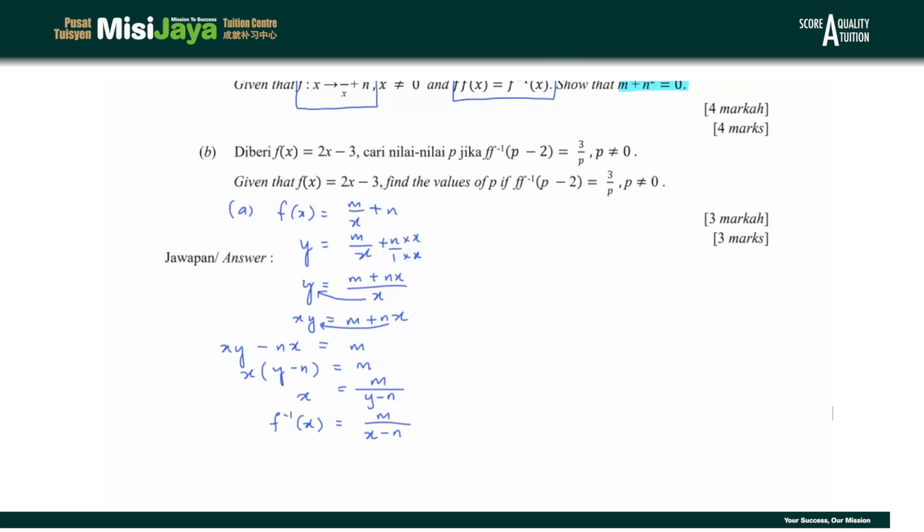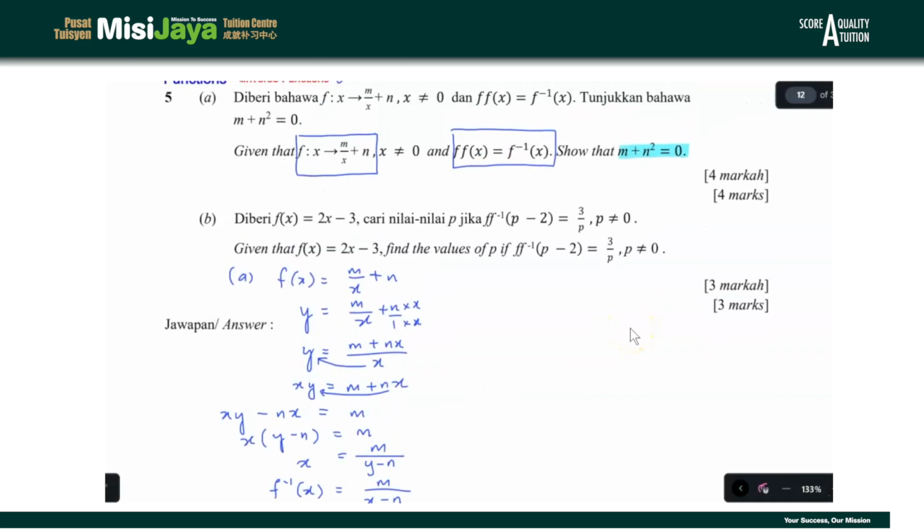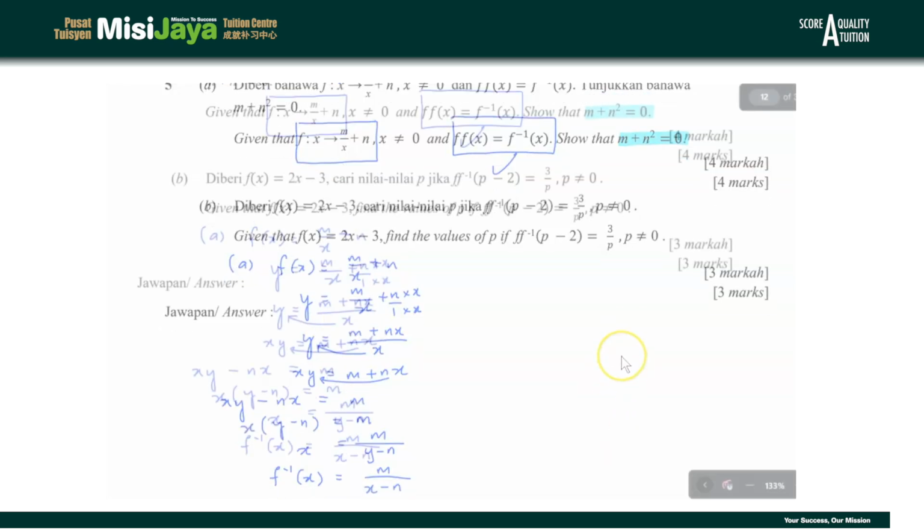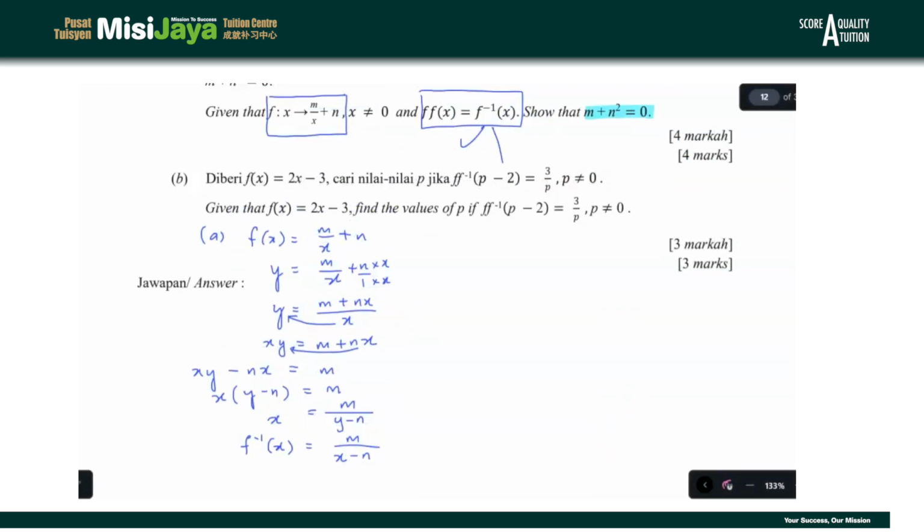Then after that, let's look back at the question again. The second part here: f(x) is equal to inverse f(x). This is where the working is going to be very long. So students need to be very careful when you're expanding or when you're shifting to the left, to the right, to get your answer, to show. So I'm going to show you step by step here. We're going to continue here.